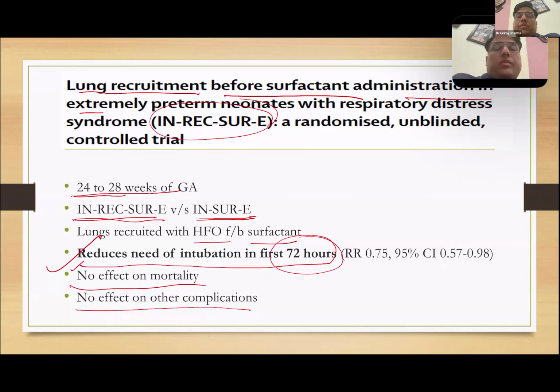But currently it is not commonly practiced because this one is an invasive method. We have to intubate the baby, put on HFO, then we have to recruit. So we have to go toward the non-invasive method. That's why it is commonly not recommended.